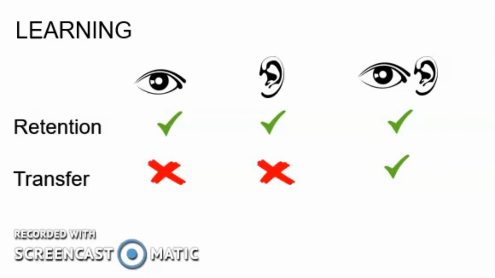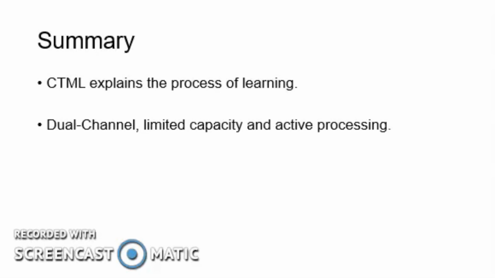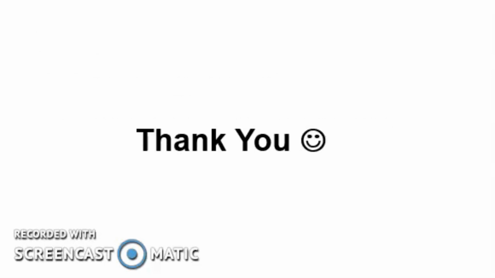This is the transfer. So this was what the cognitive theory of multimedia learning was about, and it explains the process of learning and the three assumptions of dual channel, limited capacity, and active processing. Thank you.